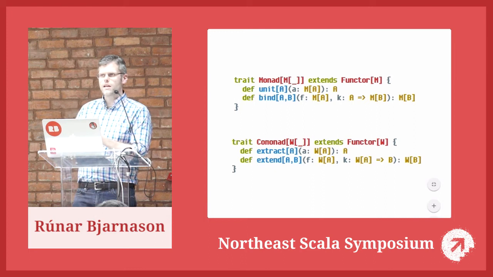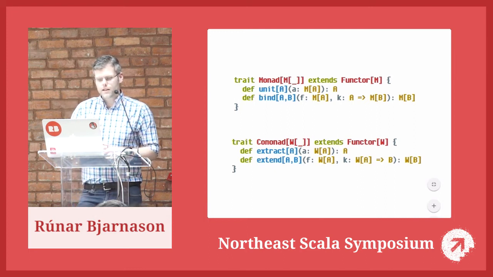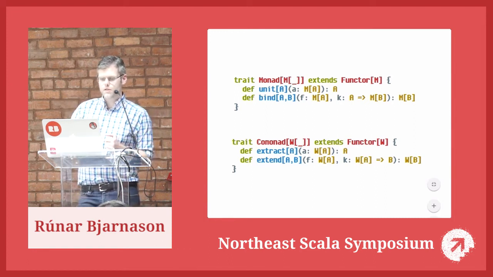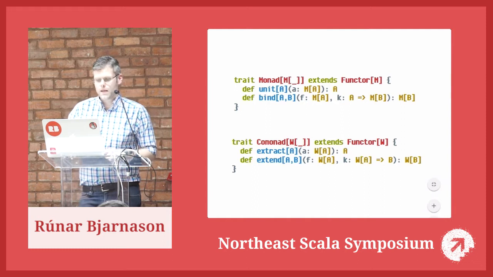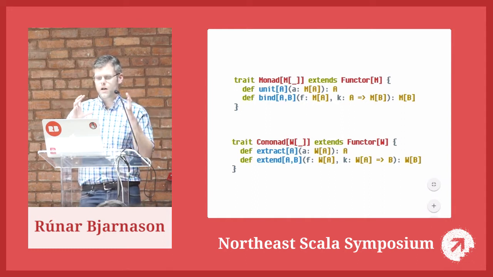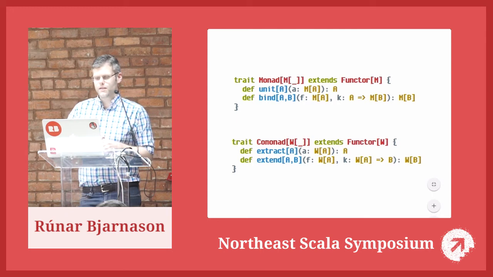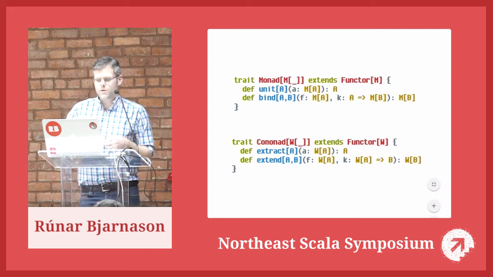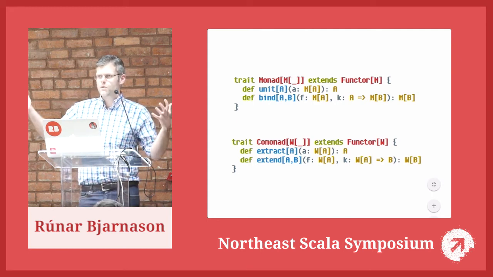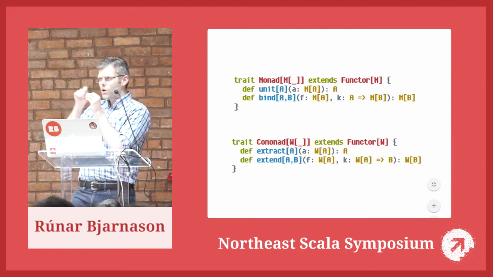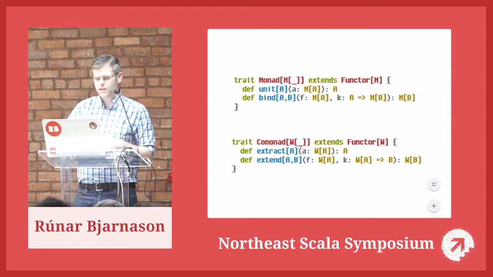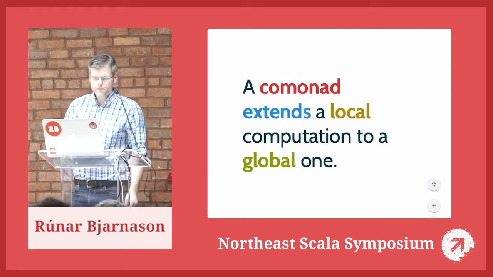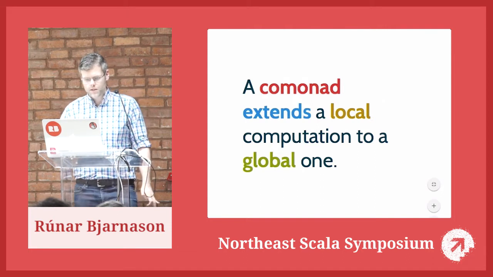You can always extract an A out of your W of A, and then extend takes some F, which is a W full of A's, and then this K will operate on the current W of A, and it will be able to give you a B. It's called extend because it extends that to a global computation. So that K may do some local computation in your comonad, and it'll extend that to a global computation. I'm going to show you how that works. So yeah, comonad extends a local computation to a global one.